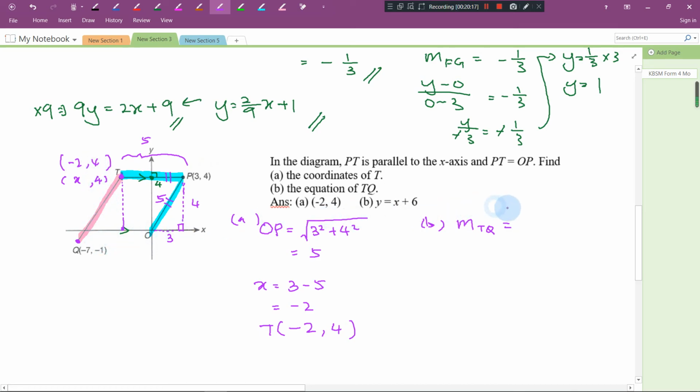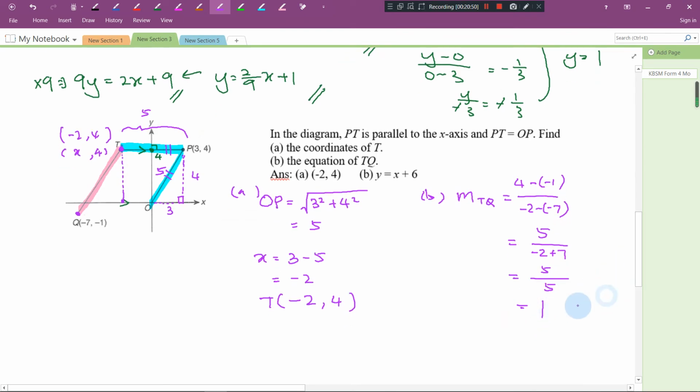I can get the gradient here easily. 4 minus negative 1, and then this is negative 2 minus negative 7. Okay, so this 4 plus 1 is equal to 5. Let me check. Okay, correct. 4 plus 1, correct. And this is negative 2 plus 7. So this is 5 as well. And I get 1.